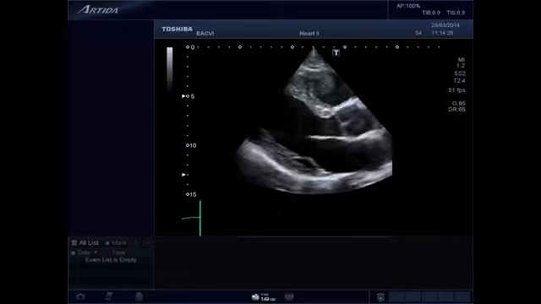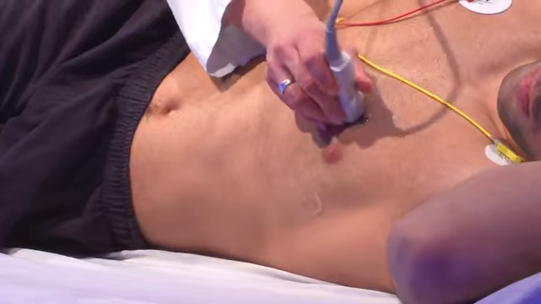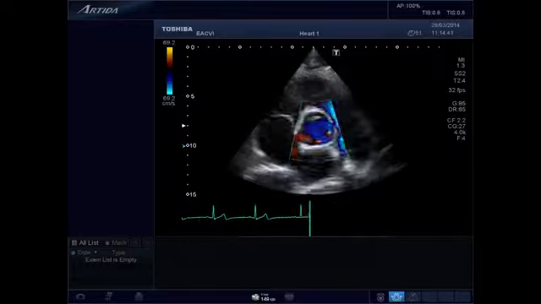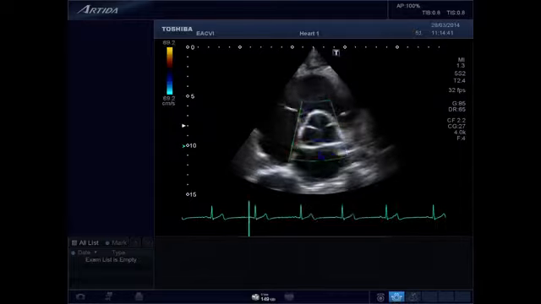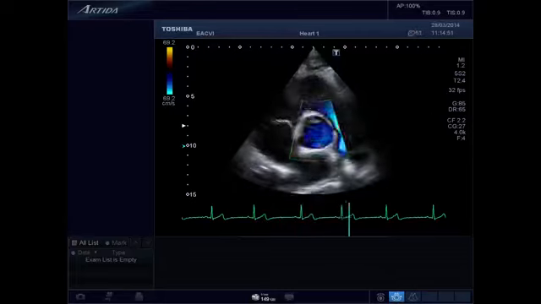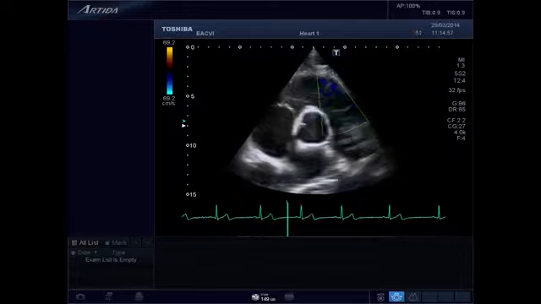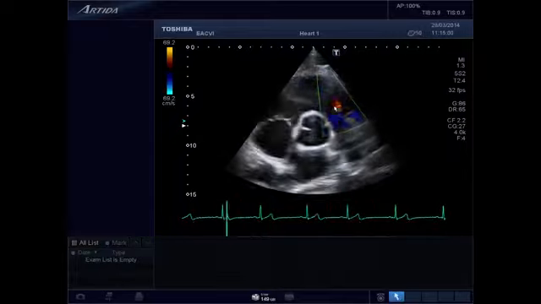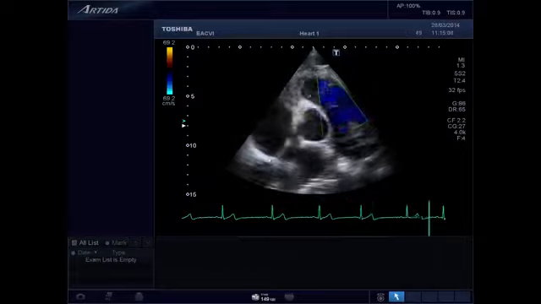Okay, so now I will switch to the short axis view and I will start with the aortic valve. I will try to assess again by the color Doppler the aortic flow and search for an aortic regurgitation. Then I will move to the pulmonary valve and I can see here a very, very small pulmonary regurgitation. You can see here.